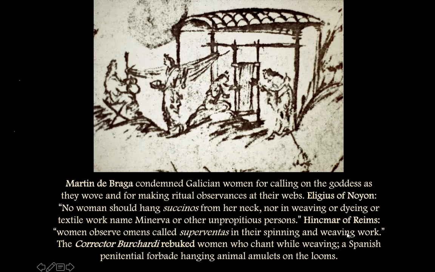And they also are observing omens. Superventas means that which comes upon one. So while they're spinning and weaving, if there's a certain moment, a call of a crow or something, then they draw omens from that.